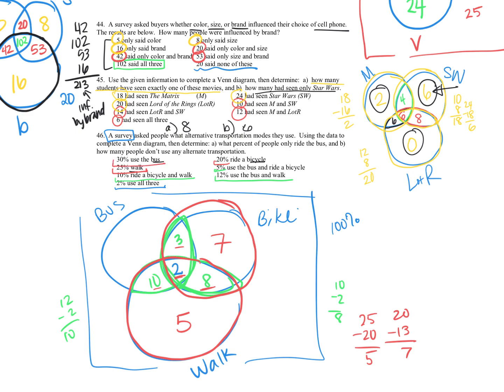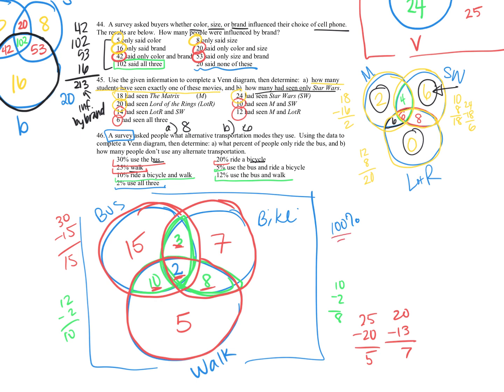And then 30% use the bus. So this big circle has to be 30. So 10 plus 2 is 12, plus 3 is 15. So 30 minus the 15 is going to be 15. So we have 15 in there. Again, a whole circle should be 30. And altogether, again, the whole thing should be 100%.